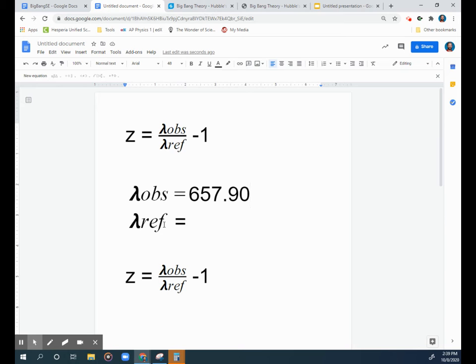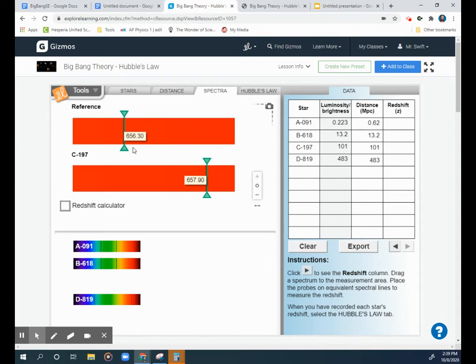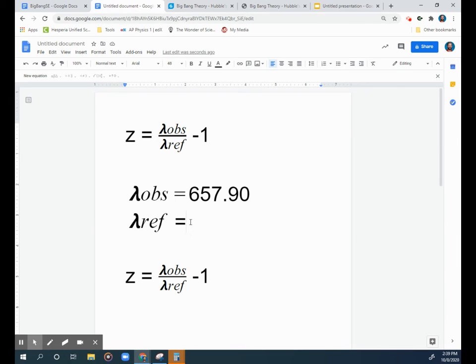Right, and then this other variable is the lambda reference, so that's the reference spectra, and for this one we have 656.30. So let's put that there, 656.30. We've got our variables. Here's the equation. This is the redshift equation. Z equals lambda observed over lambda reference minus 1.